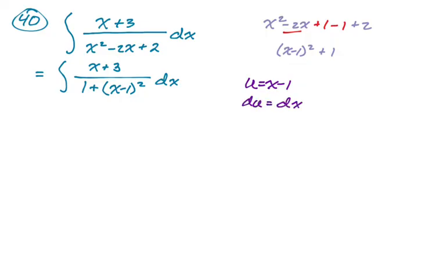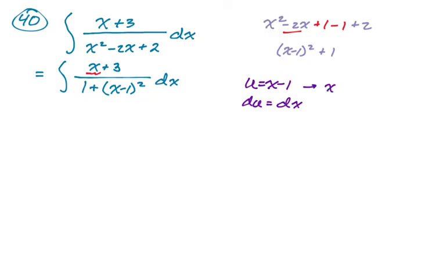Not a problem. The problem is this x in the numerator. We don't have 1 over 1 plus u squared; we have a bunch of stuff over 1 plus u squared. So I need to substitute for that x. I can substitute for x minus 1, it's going to be u. I can substitute for dx, it's going to be du. I need to sub for that x.